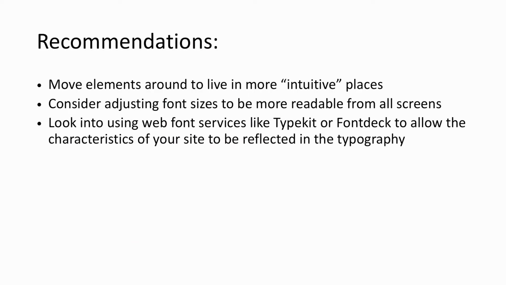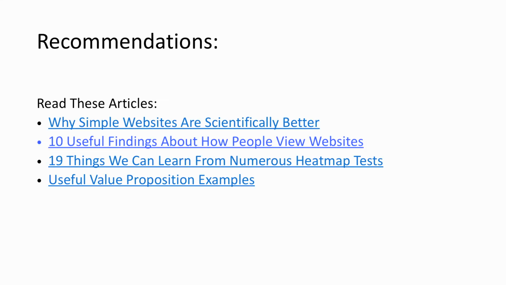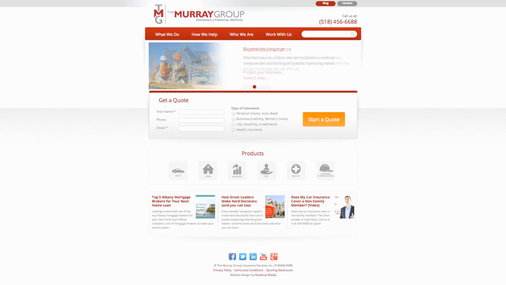My recommendations would be to move the elements around the page to live in more intuitive places. So your navigation, your email sign up, your search, move those to be a little bit more intuitive places. Consider adjusting your font sizes to make it readable across more screens. And look at using web font services like Typekit or Font Deck to allow the characteristics of your site to be reflected through the typography. There's a lot of personality in your design already, and I think that could be enhanced even further by using type that reflects that personality a little bit more. And if you would like, check out these articles that we have on the site to get deeper reading on that.